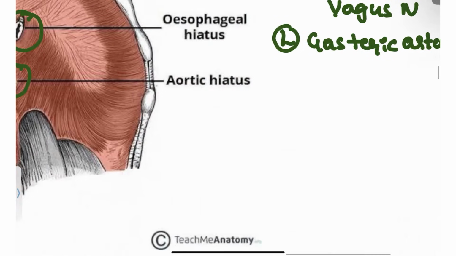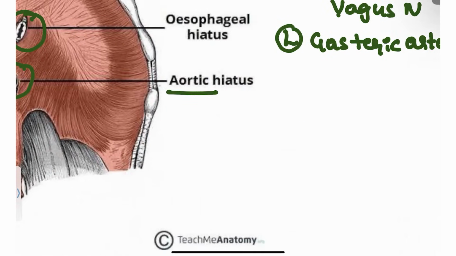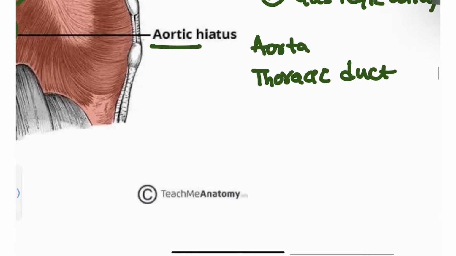Next, the aortic hiatus. In the aortic hiatus, there will be the aorta. Along with that, there will be a thoracic duct. The thoracic duct is also present here. Another vein that is passing here is the azygos vein. The azygos vein is also present here.